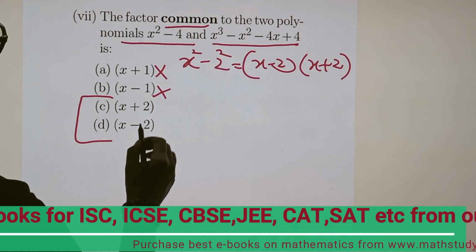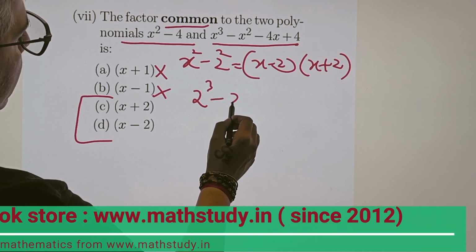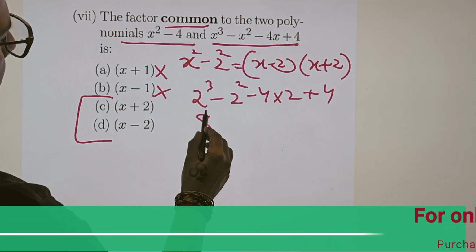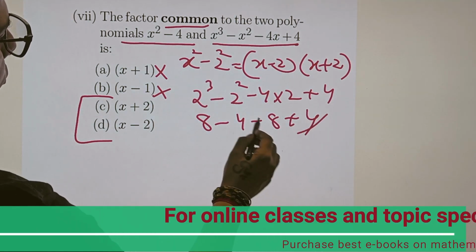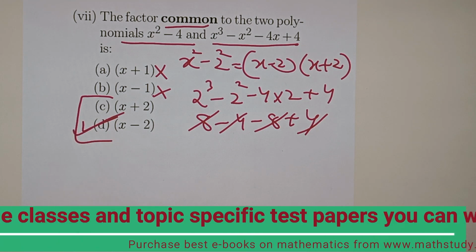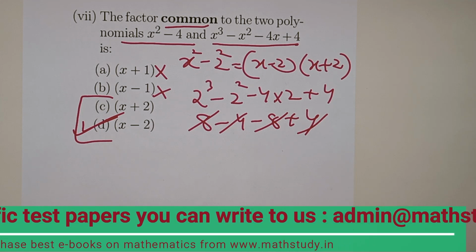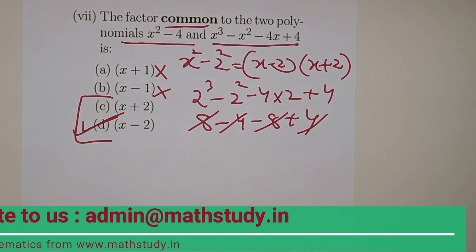So if we put x equals 2 here, it will give us 2 cube minus 2 square minus 4 into 2 plus 4, which is 8 minus 4 minus 8 plus 4, and this 4 got cancelled and this also got cancelled. So our option is D here. So that was also an easy question, but a little tricky one. So I hope this is also very clear to you.